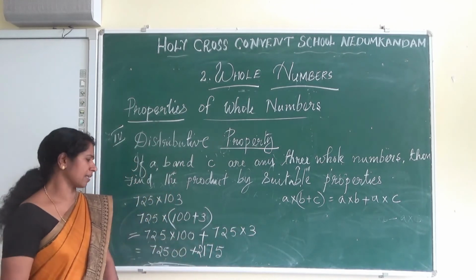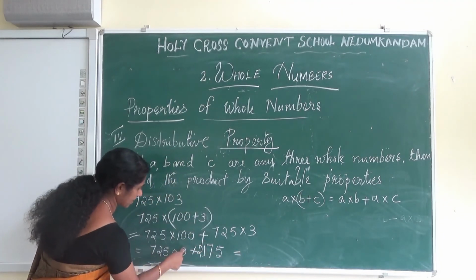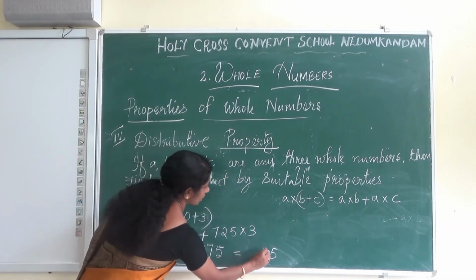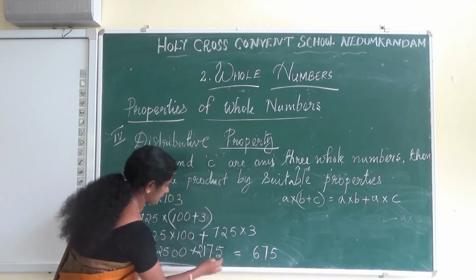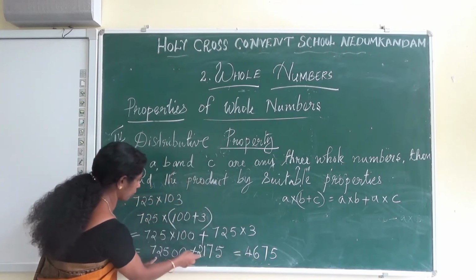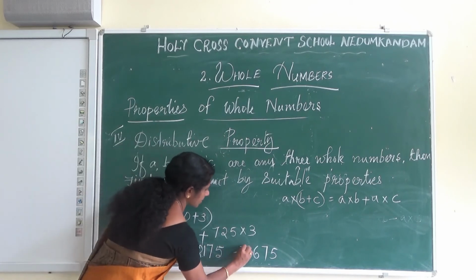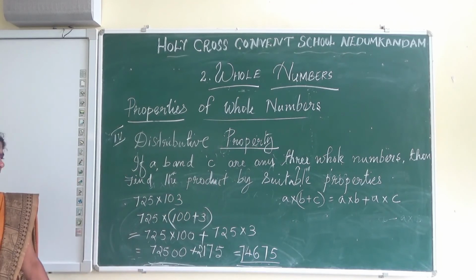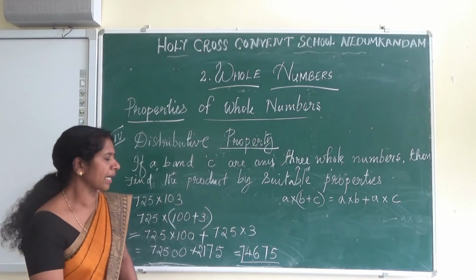Now add both these numbers. First the ones place, 5 plus 0 is 5. Next 7 plus 0 is 7. Next 1 plus 5 is 6, next 2 plus 2 is 4. Here only 4 digits, and this is a 5 digit number, so the last digit we write as it is. So the answer is 74,675. Like this way, we have another example.